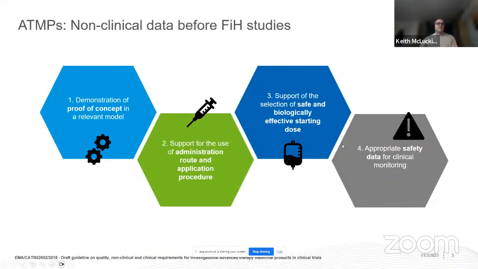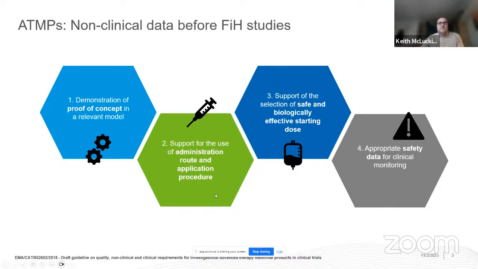So if we move to the next one. To get into the clinic, you need a certain amount of non-clinical data. You need to demonstrate a proof of concept in a relevant model. This may be in vitro or in vivo proof of concept studies, or in vitro or in vivo efficacy studies. For instance, if we take a CAR T as an example, you may have a cancer xenograft model where you have cell lines that are expressing your CAR target, and therefore you can use that for your efficacy modeling.